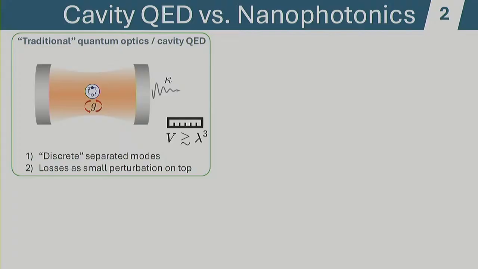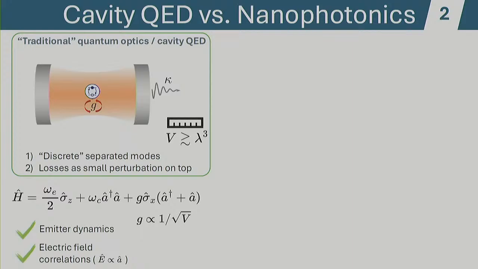So we can easily quantize light in such a cavity, and then the dynamics of the whole hybrid system can be easily reproduced using the Rabi Hamiltonian. Once you know the Hamiltonian, you can get any observables you need: emitter dynamics, electric field correlations, or whatever else. The most important term here is the third one, which describes the interaction and is proportional to the coupling strength. As you can see, the coupling strength is inversely proportional to the square root of the mode volume.